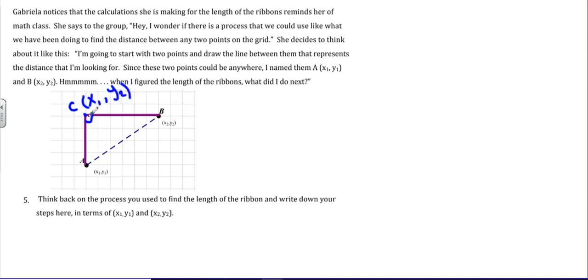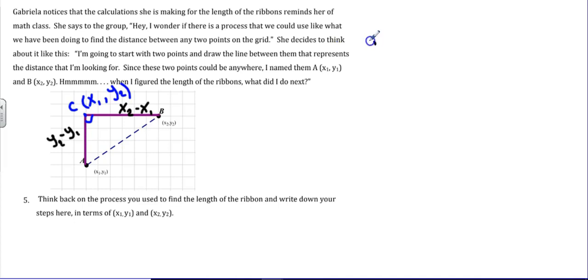Now I want to use these coordinates to find an expression that represents the length of my vertical and horizontal segment. So here, to get the vertical segment, I'm going to subtract my y's. So that's y sub 2 minus y sub 1. Then to get the horizontal segment, I'm going to subtract the x's. X sub 2 minus x sub 1.